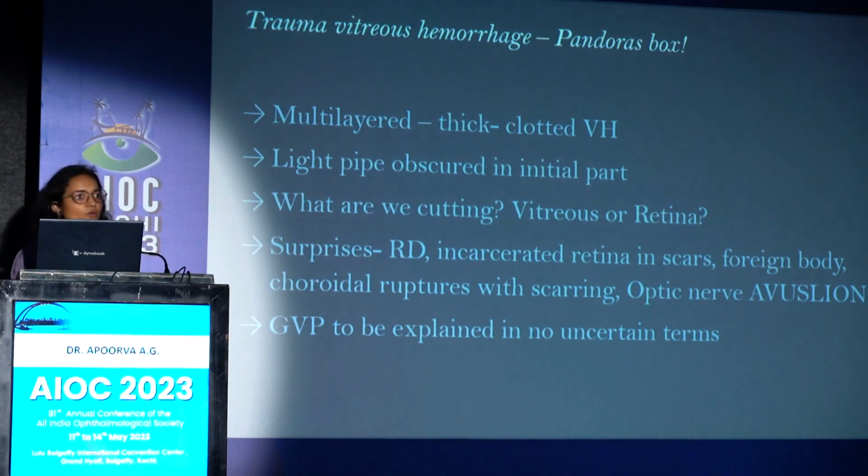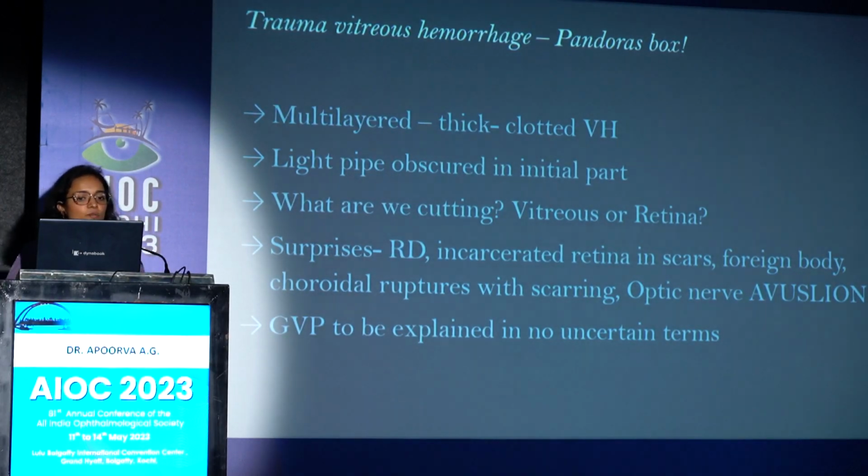So in trauma, you have multi-layered, thick, clotted vitreous hemorrhage. The light pipe is difficult to visualize, especially in the initial part where it is obscured. We don't know what we are cutting. Surprises, it's a Pandora's box, so it can be anything inside. It can have an RD, it can have incarcerated retina in the scars like I showed. There can be a foreign body, there can be infection, endophthalmitis. There can be ruptures of the choroid with scarring, and of course, like in my case, optic nerve avulsion.